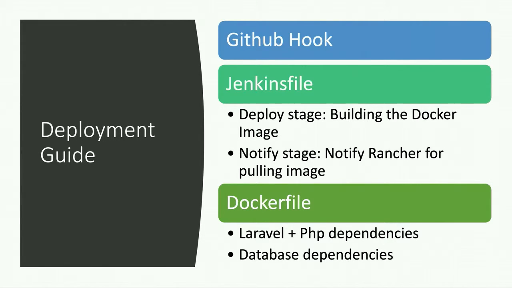Our deployment guide is mostly standard for this project. A GitHub webhook is in place to trigger the Jenkins build process. The Jenkinsfile creates two stages, a deploy stage for building the Docker image, and a notify Rancher stage for pulling and running the Docker image. The Dockerfile manages both Laravel and PHP dependencies, as well as installing database dependencies. We will now transition to demonstrate the robust patient portal.